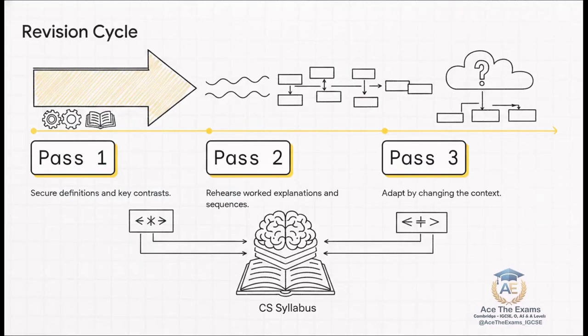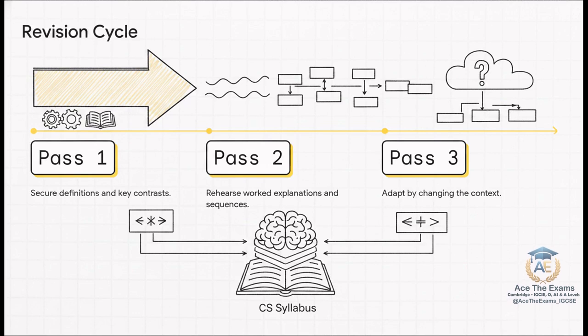To achieve that kind of rapid clarity under exam conditions, you need a high-quality revision cycle. I recommend 3 passes. Pass 1. Secure your definitions and key contrasts. Know exactly what binary is versus Denary. Pass 2. Rehearse worked explanations, system sequences like the ADC we just talked about, and practice your conversions until they are second nature.